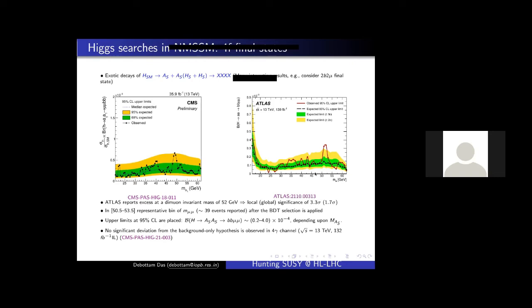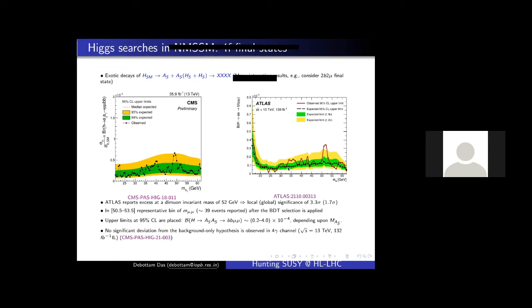But coming to the results section, as I said earlier, the standard model like Higgs boson can decay via pseudoscalar exchange into fermions or gamma states. So let us first consider the 2b 2mu final state. Here on the left hand side is the earlier plot, and on the right hand side the new and very recent plot. ATLAS reports an excess at a dimuon invariant mass of 52 GeV. The significance is not much, that is true, but at least 39 events were reported after BDT selection was applied. But again, there is a catch, because no significant deviation was found if one considered the 4 gamma channel.